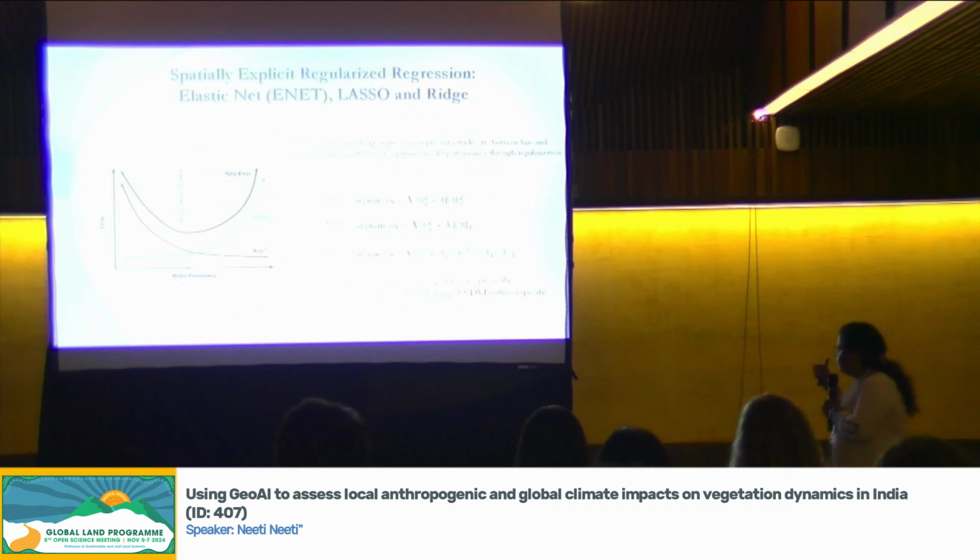Just to quickly go over ridge, lasso, and elastic net. Especially these techniques are used when there is multicollinearity and when there are irrelevant variables which may not be making sense. And we made it spatially explicit by using the lagged NDVI. That means that we are looking into spatial relationship with neighboring pixels, what the NDVI values are.